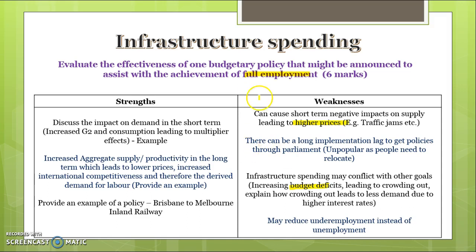So in terms of your key weaknesses, one, the short-term impact, two, the fact that there'd be a long implementation lag, this one's really important, and three, the fact that it may lead to budget deficits, which can cause crowding out, which hurt growth. But it's important to recognise both the short and the long-term benefits as well.